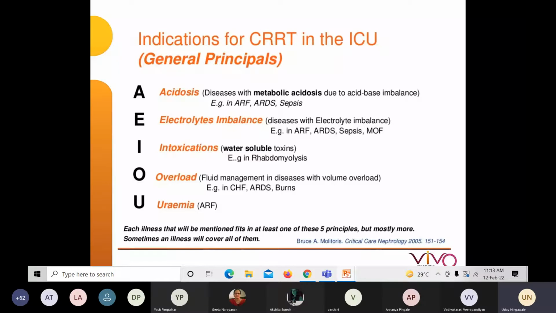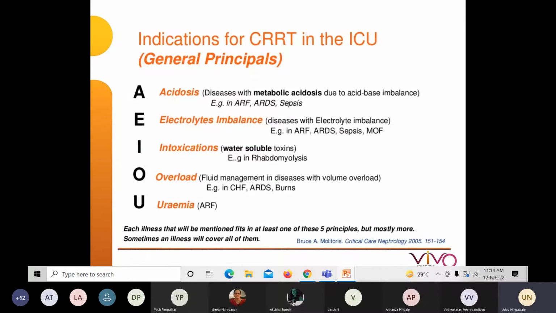And if there is acidosis, that is AEIOU. Acidosis, this is a metabolic acidosis due to the acid-base imbalance. An example is ARF. ARDS, that is acute respiratory distress syndrome, or the patient is in sepsis. ARF is acute renal failure.